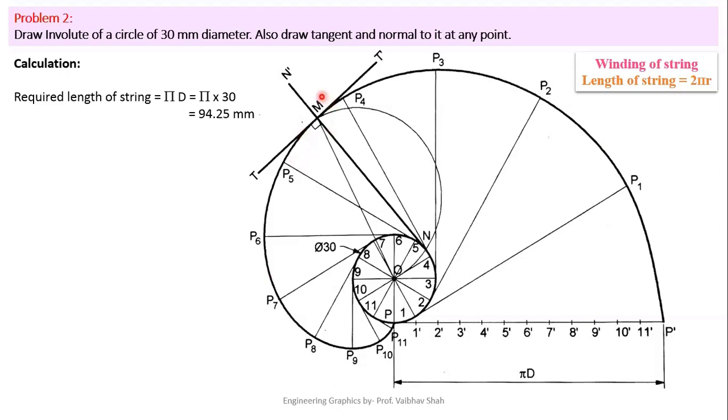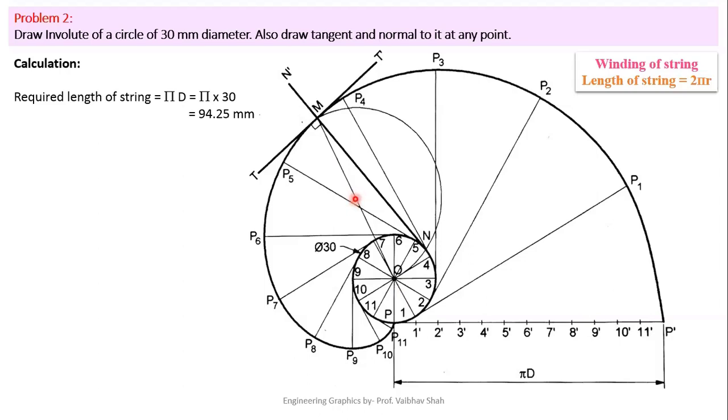So I have selected point M somewhere here between P4 and P5. Now, after selecting this point on this curve, you have to simply connect this point to the center point, or the pole of this circle. So we'll be joining this point M with a straight line, using your scale, to your center point O. Now, after joining this point to the center point O, we will find the midpoint of this line MO. So let us suppose this is the midpoint of this line.